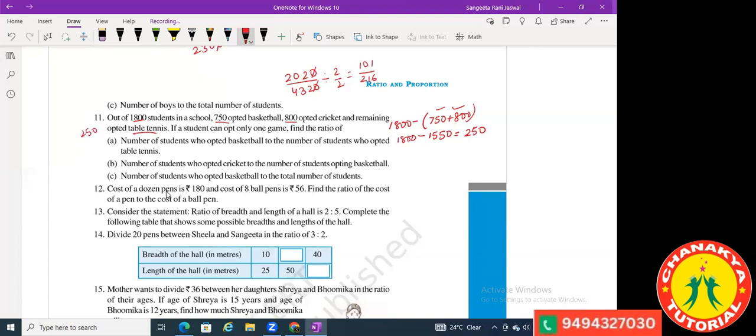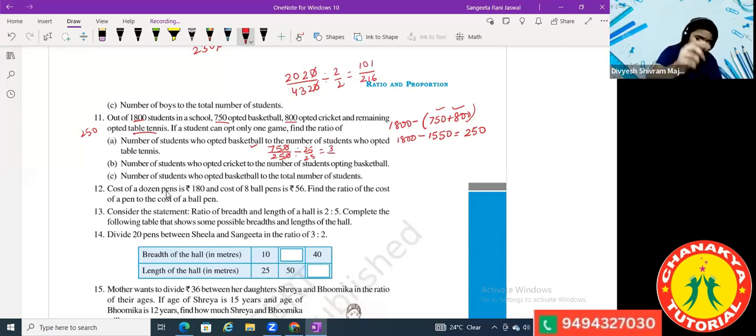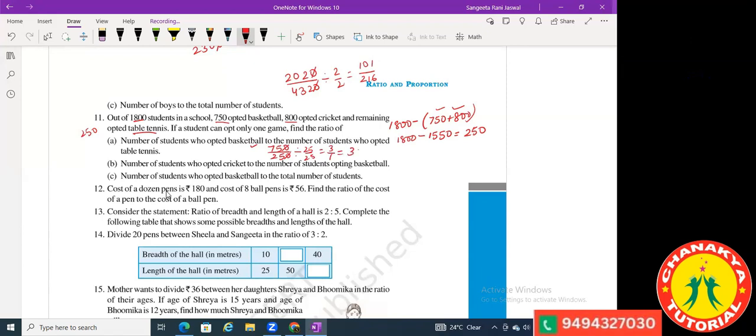Now, can you find the ratio? Number of students who opted basketball to the number of students who opted table tennis. Basketball was 750 students and table tennis was 250 students. So, what is the ratio? Zero-zero cancel. 25 ones are 25 and 25 threes are 75. Great. Three is to one. Whatever comes in the numerator, that number comes first. So always say 3 is to 1.